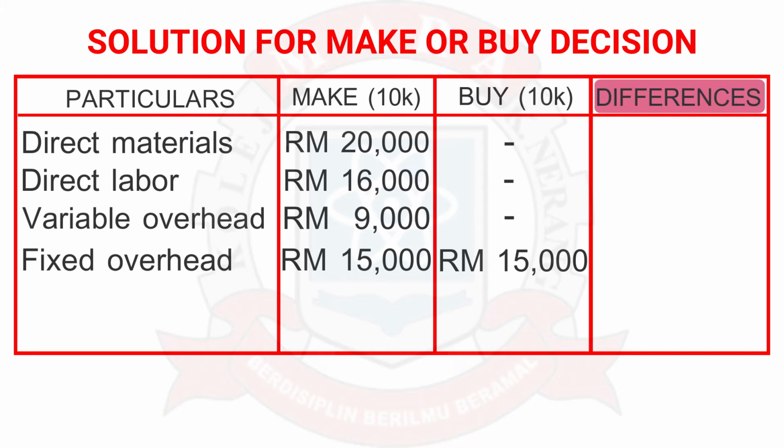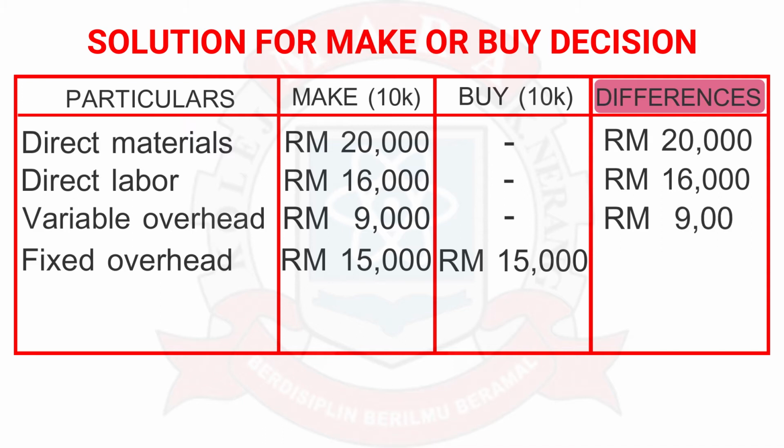The differences in cost between make or buy. Direct materials, RM20,000. Direct labor, RM16,000. And variable overhead, RM9,000. Remember, fixed cost is always irrelevant cost. It makes no difference in decision making. However, the question mentioned that 40% of fixed overhead cost, which is RM6,000, can be avoided. The other 60%, which is RM9,000, is an unavoidable cost and remains in both alternatives.